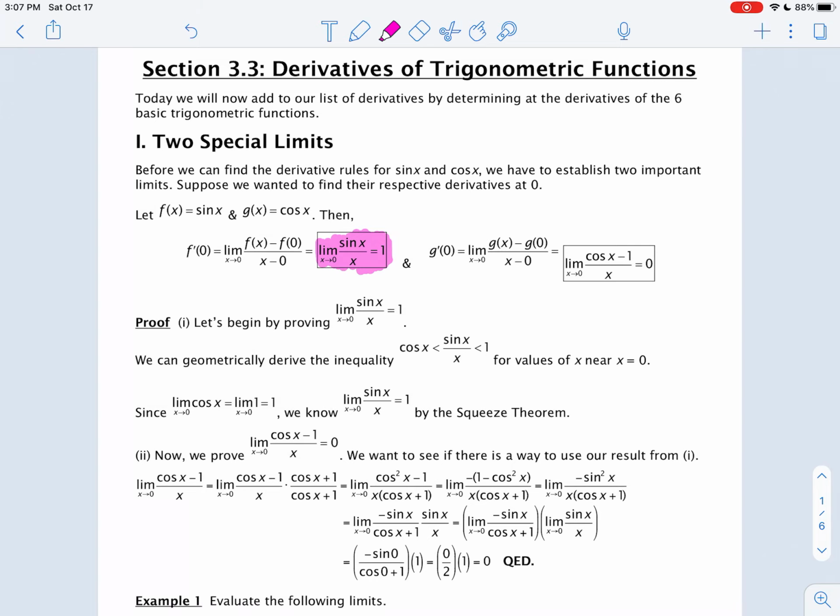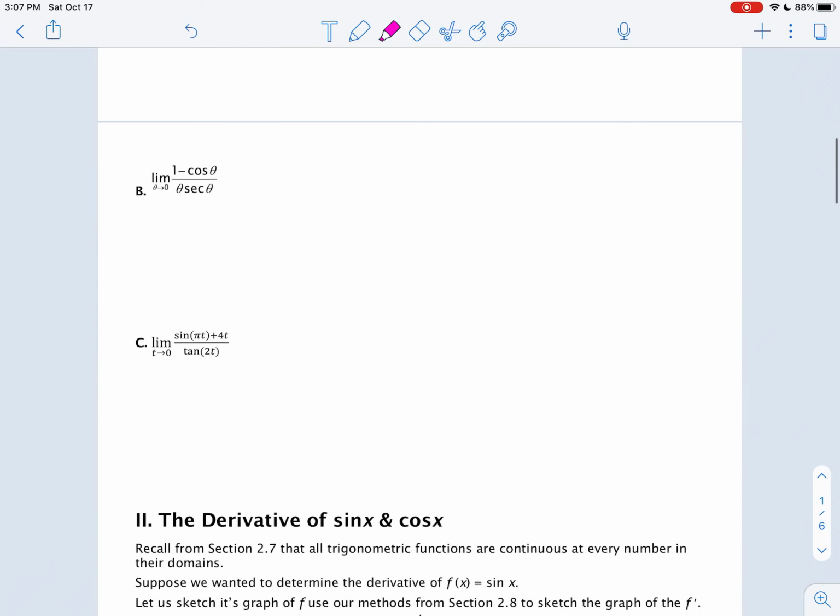And then we use that fact, the sine x over x, and some other algebraic manipulations that include multiplying by a special version of 1 down here, and also changing the 1 minus cosine squared to sine squared. And so we can conclude here the limit as x goes to 0 of cosine x minus 1 over x is going to equal 0. So those two limits show up in the derivation of the derivative of sine x.